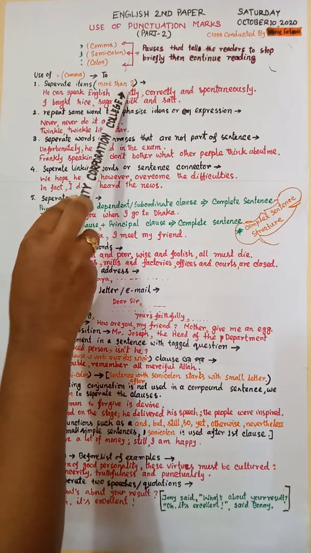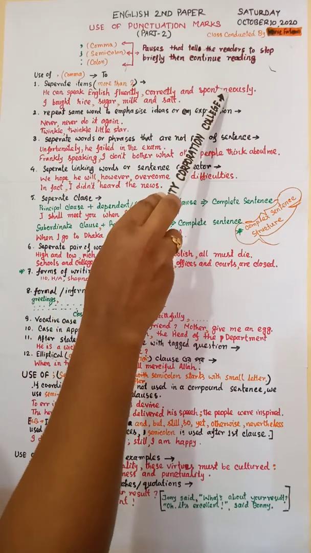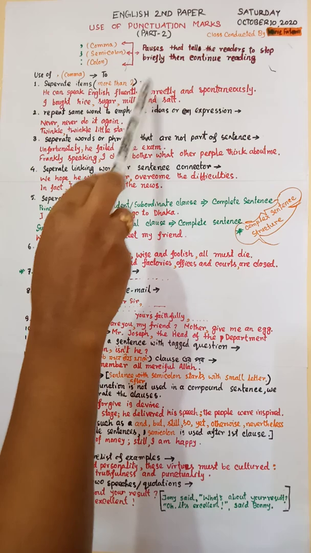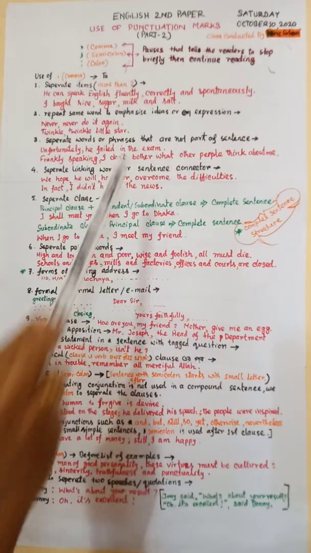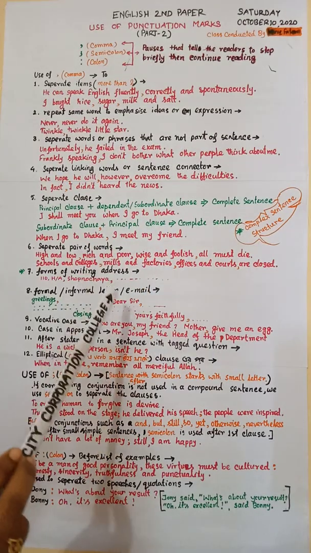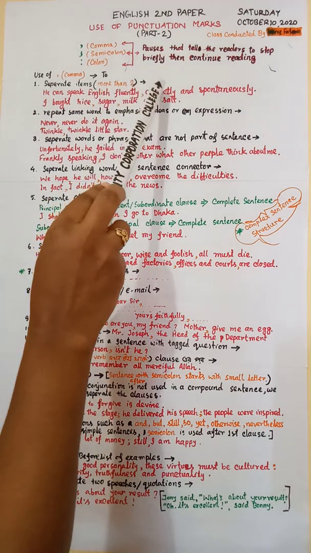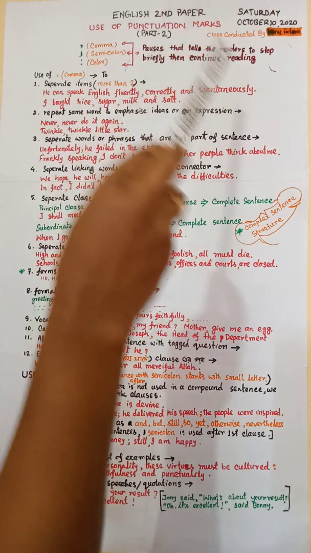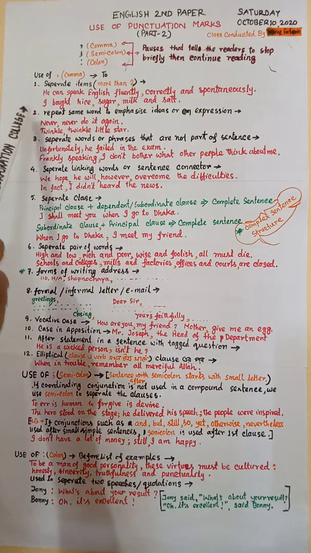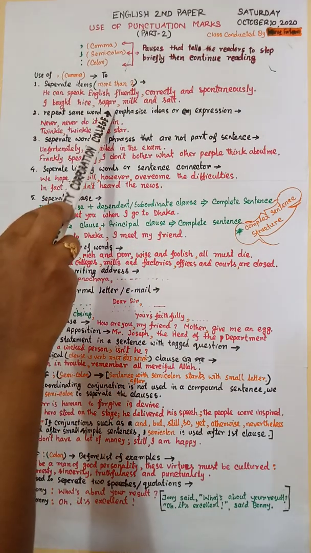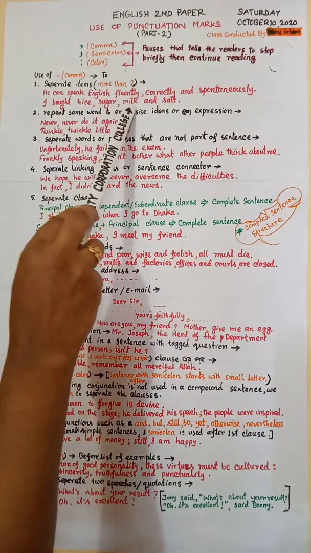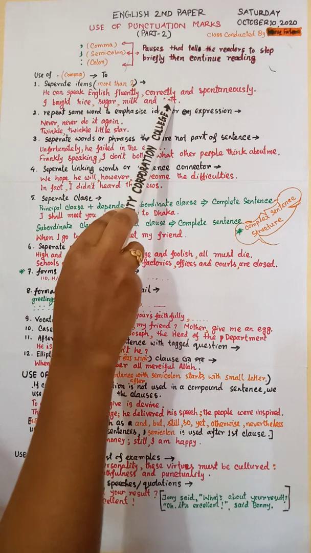Notice, fluently, correctly and spontaneously, these three words fall into the same group regarding parts of speech. Fluently, correctly and spontaneously, these three words are adverbs. Similarly, I bought rice, sugar, milk and salt. Rice, sugar, milk and salt, they are nouns.